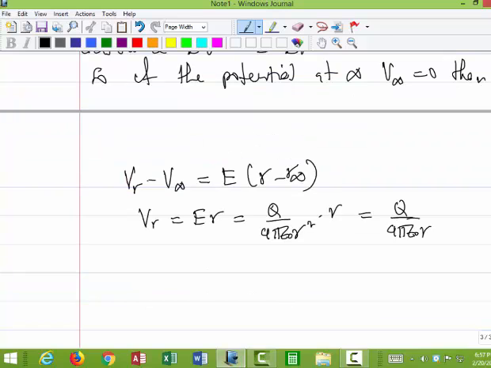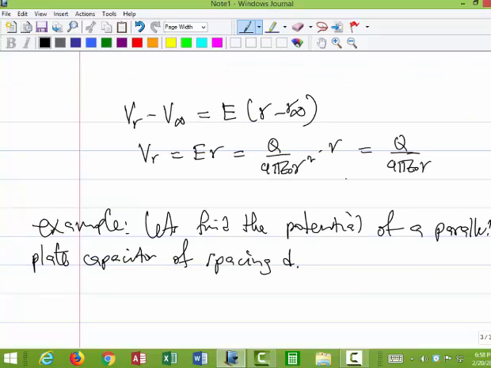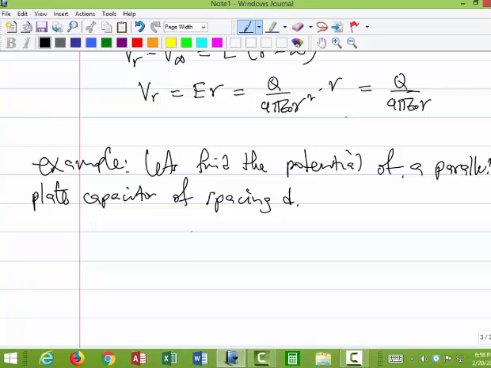Potential of a parallel plate capacitor. Let's do an example and find the potential of a parallel plate capacitor. This time I put a plate here. The distance between the plates is D. We are saying this is positive and that's negative, so the electric field goes this way.